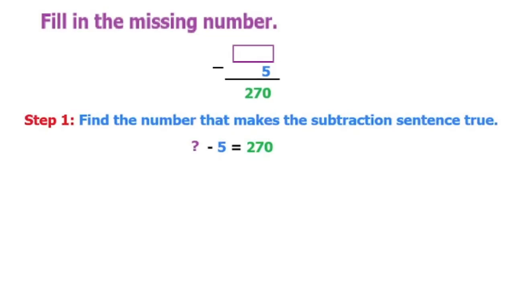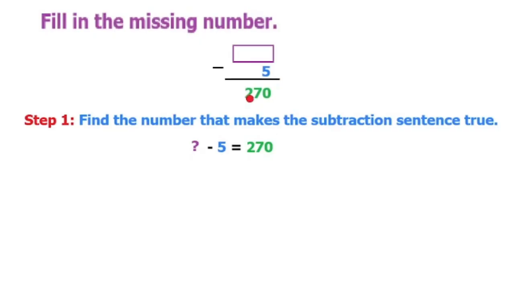So find the number that makes the subtraction sentence true. So we're just rewriting this into a sentence. Okay, so here's the purple number we're trying to find, and we've replaced the box with a question mark. Minus 5, that's the minus 5, equals 270.